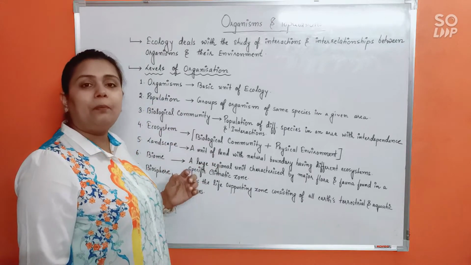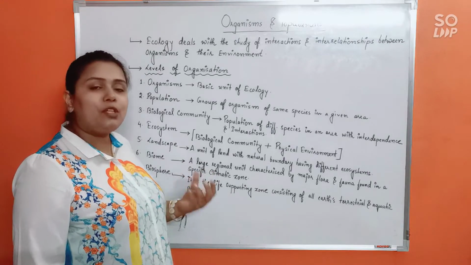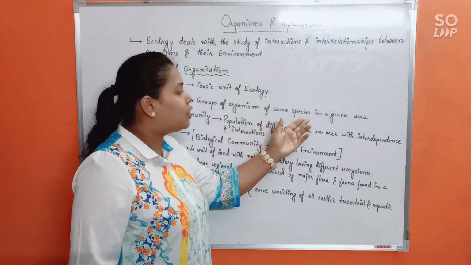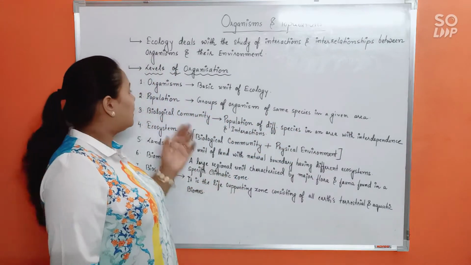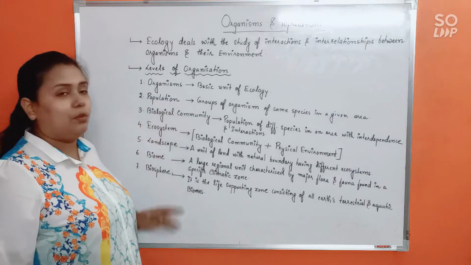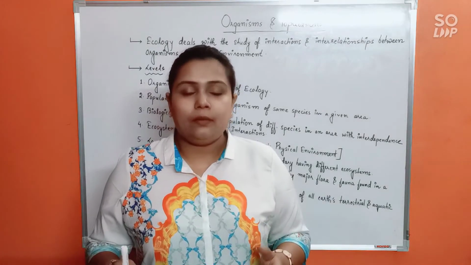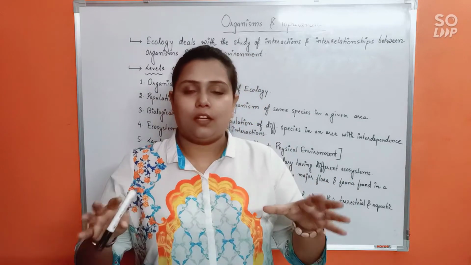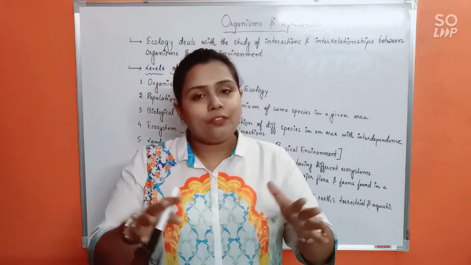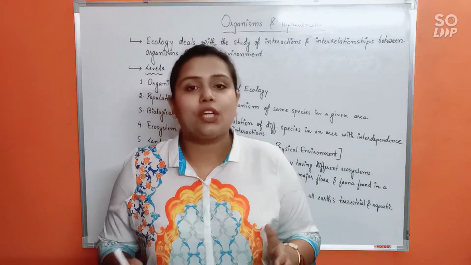Now, the next level of organization would be population. All of you know that population means a group of organisms which belong to the same species and which are found in a given area. Next comes the biological community. In a given area there are different types of species present, so there are different populations. All of those populations of a given area taken collectively will be known as the biological community.